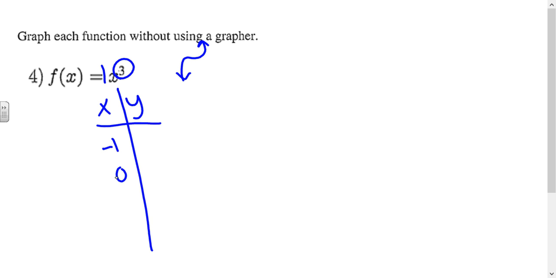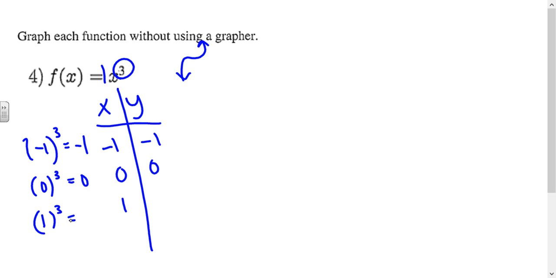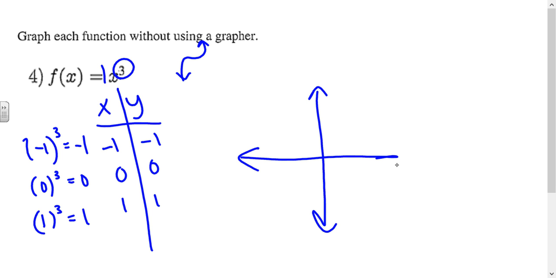And we can plug in the same numbers we plugged in last time. So if we have -1 to the 3rd power, that would be -1 times -1 times -1, so it would come out to be negative. And then 0 to the 3rd power would just be 0, and 1 to the 3rd power would just be 1. So this time, if we sketch our graph of this, we have -1, -1, 0, 0, and 1, 1. So it would be like this. Down on the left, up on the right.